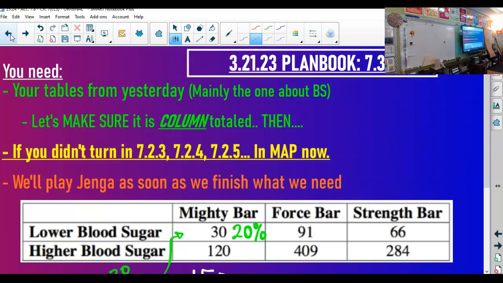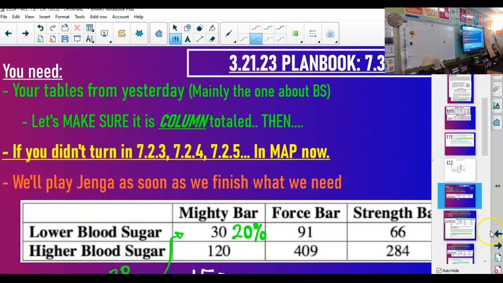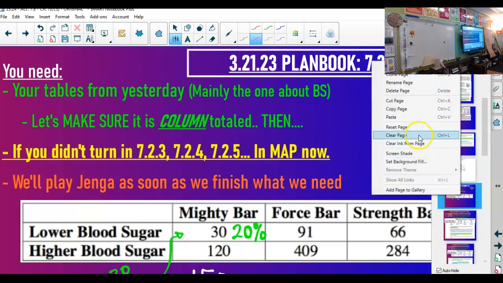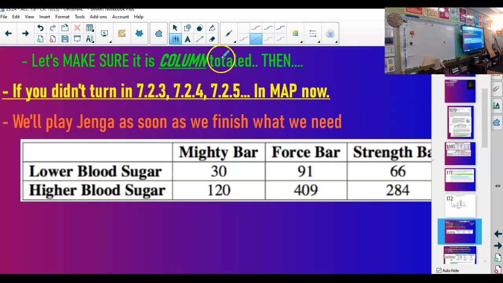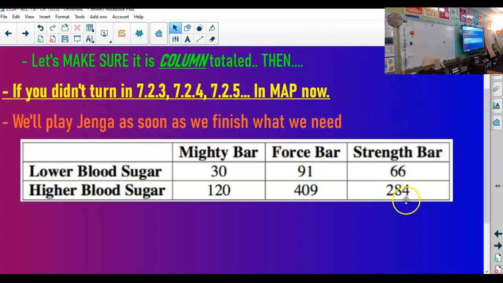Now let's analyze some blood sugar. I forgot to clear ink off these slides, so give me a second. I'm embarrassed. Oh, don't be, sir. When we are talking about categorical data, take a moment and copy this down. You can abbreviate everything if you want, like LBS, HBS, for low blood sugar, high blood sugar. Copy this down.